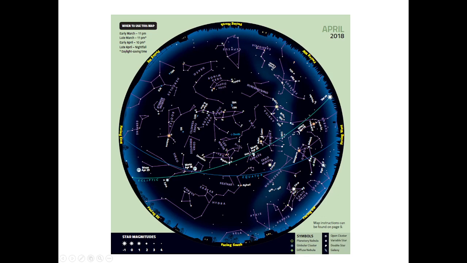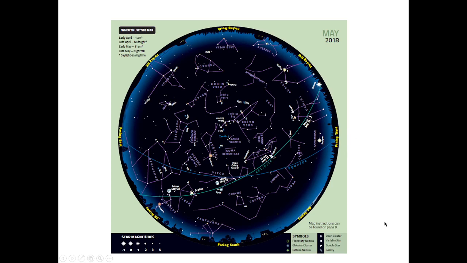Hercules is rising, and as we can see here, Orion is making for the western horizon at this point. And the Big Dipper is directly overhead. Conversely, in the fall, it's in the bottom over here.